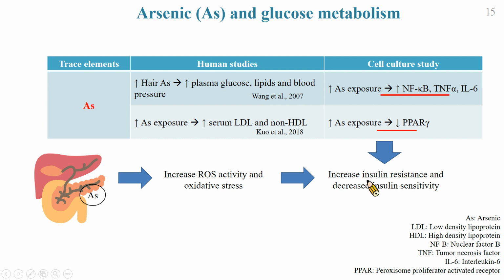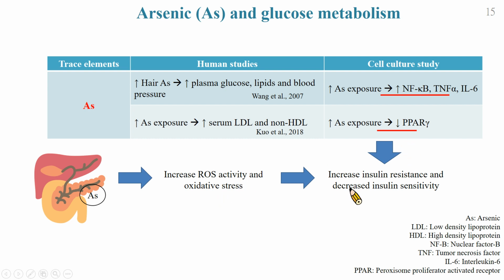And arsenic also has an effect on glucose metabolism. For example, arsenic exposure will increase pro-inflammatory cytokines in cell culture studies, and also decrease PPAR-gamma. So in this case, increased arsenic exposure will increase ROS activity and oxidative stress.